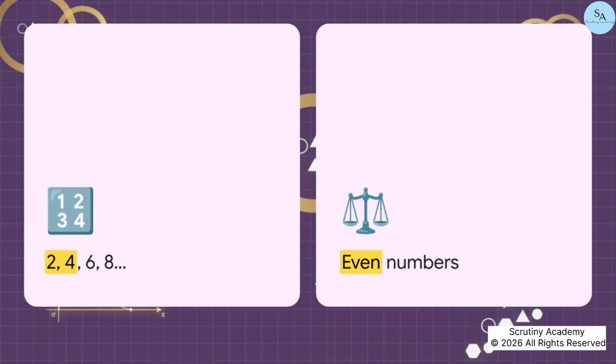Now let's step it up to a medium-level, math-specific example. Here is what is given in the problem. 2, 4, 6, 8, and so on. What is asked? Provide the generalized statement that describes this property. Let's look at it step by step. They are all divisible by 2, right? So we solve it. They are all even numbers. You look at the pattern first, and the mathematical rule easily follows.